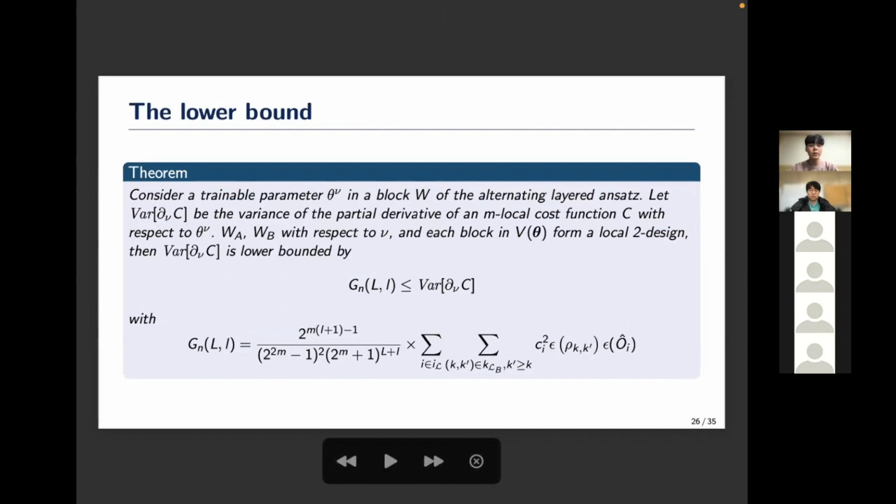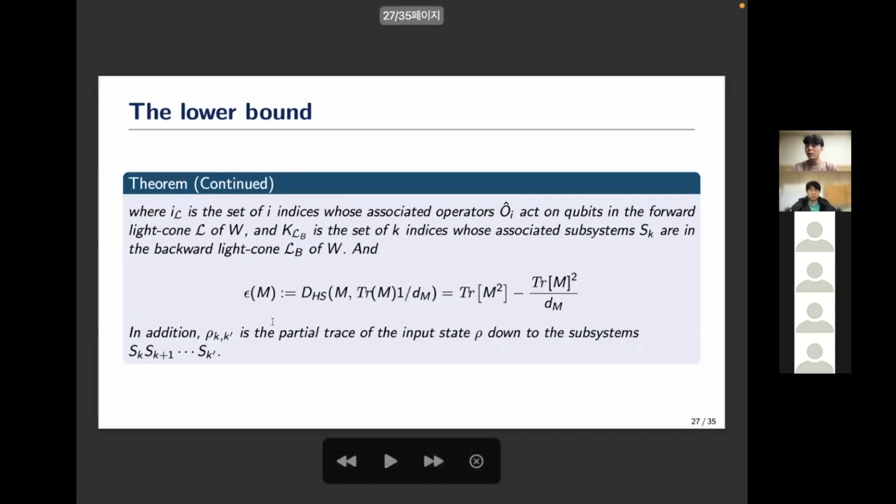This is a theorem about the lower bound. If WA, WB, and each block in V zeta form a local 2 design, the variance is lower bounded by Gn L, L. Gn L, L can be written as this complicated formula, but I'll skip this.